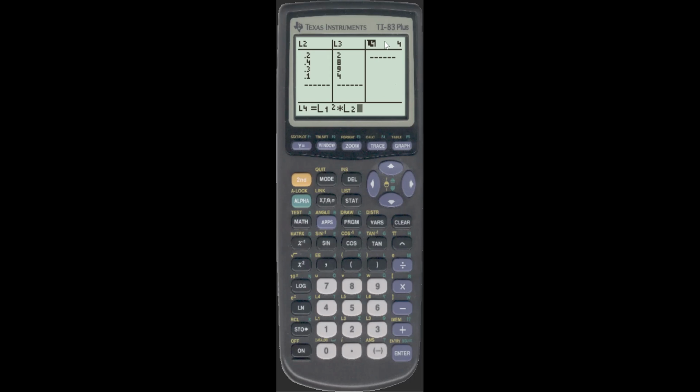Once you hit enter, it goes away. So if you're not sure if you did it right, you have to actually go back and redo it. Okay. You need to get the sum of that. So you can either add them up manually or go back to stat, calc, one variable stats, and do it for list 4 this time, second list 4.